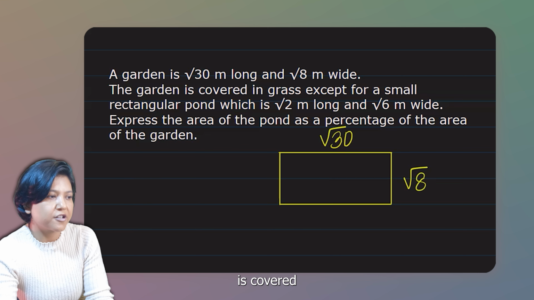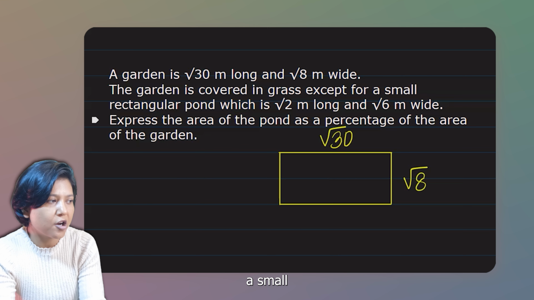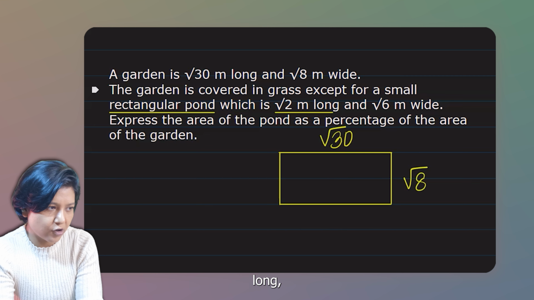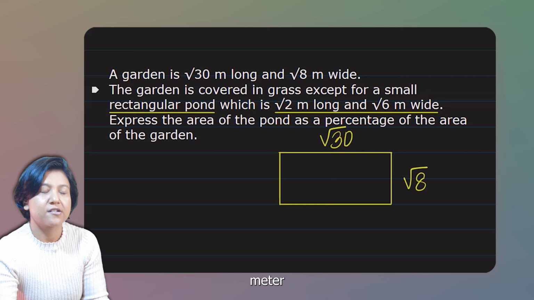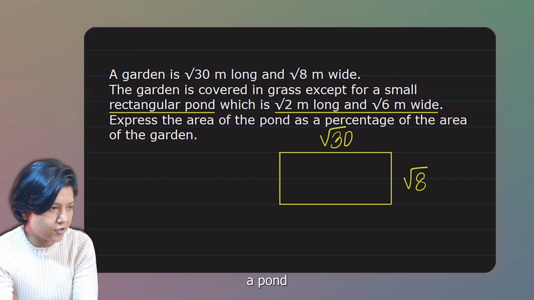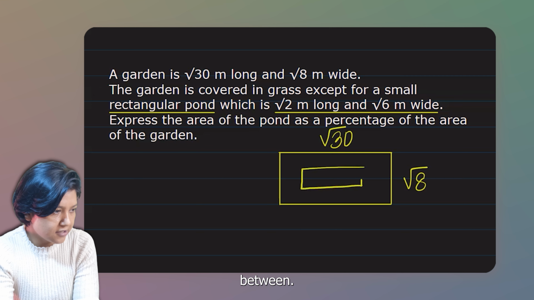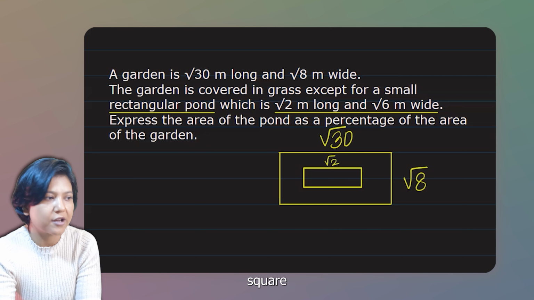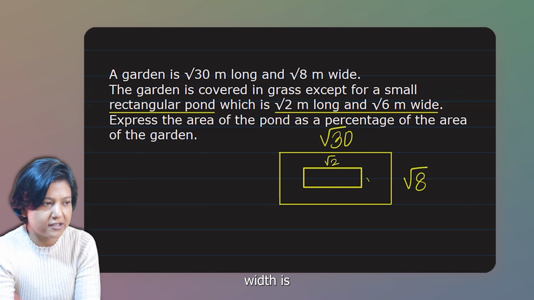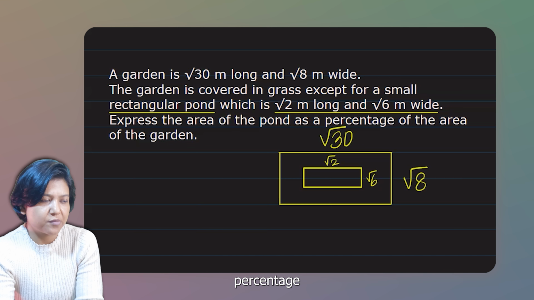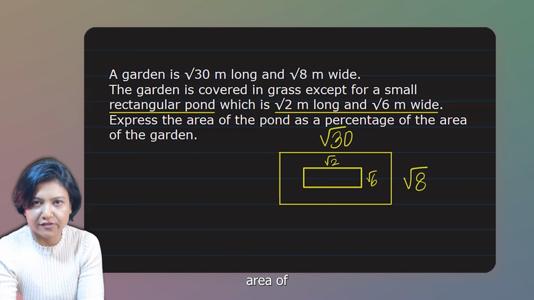A garden is covered in grass except for a small rectangular pond which is square root of 2 meters long and square root of 6 meters wide, which means there is a rectangular pond in between. So this pond now has the dimensions: the length is square root of 2 while the width is square root of 6. Alright. Find the area of the pond as a percentage of the area of the garden.